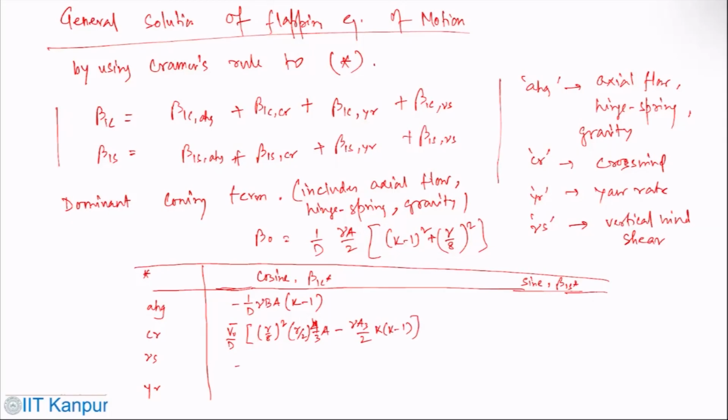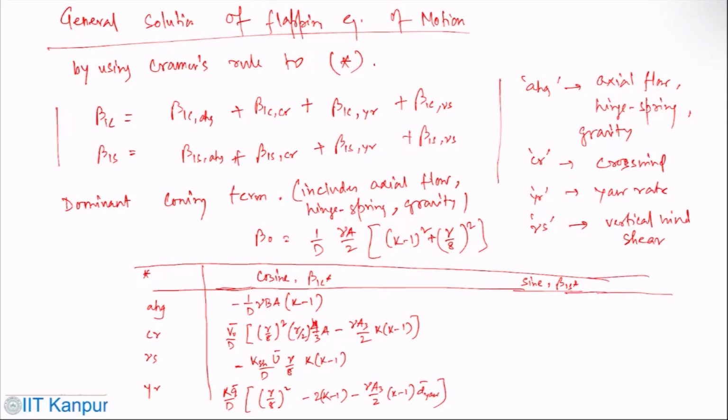Then this is minus KSH U bar by D, gamma by 8 K into K minus 1. This would be K U bar by D, gamma by 8 square minus 2K minus 1, gamma A3 by 2 into K minus 1 D bar yo. So these are the cosine terms.